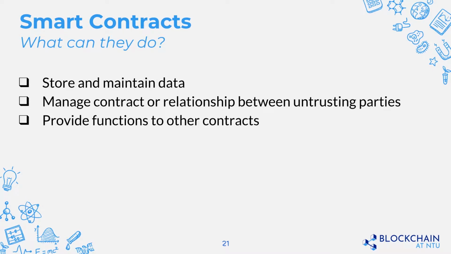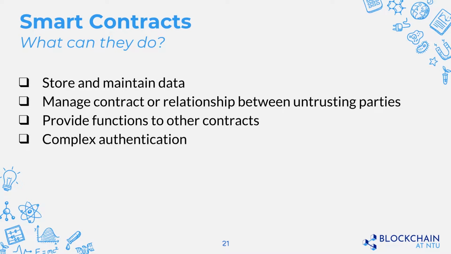So they can also provide functions to other contracts. The example for this case is like in Python, you can import different packages, right? Import math, import something. So in smart contracts, you can also import different functions from other smart contracts, so that you don't always have to rewrite the same functions for each and every smart contract. You just import from one other contract the third-party functions that you need help with.